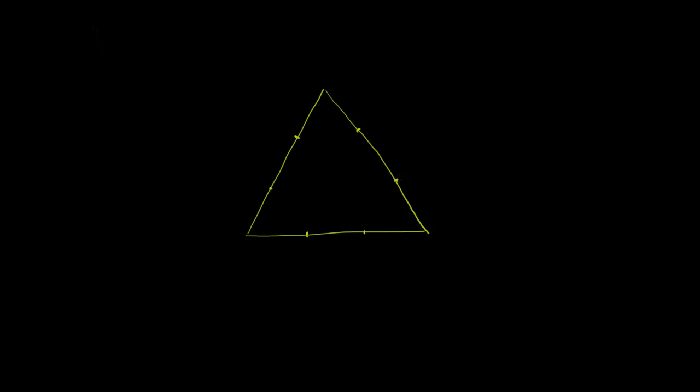And on the middle section, I want to construct another equilateral triangle. So the middle section right over here, I am going to construct another equilateral triangle. So it's going to look something like this. And then right over here, I'm going to put another equilateral triangle. And so now I went from that equilateral triangle to something that's looking like a star, or a Star of David. And then I'm going to do it again.